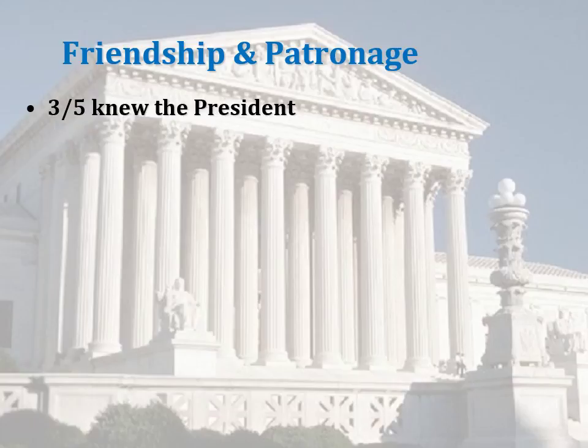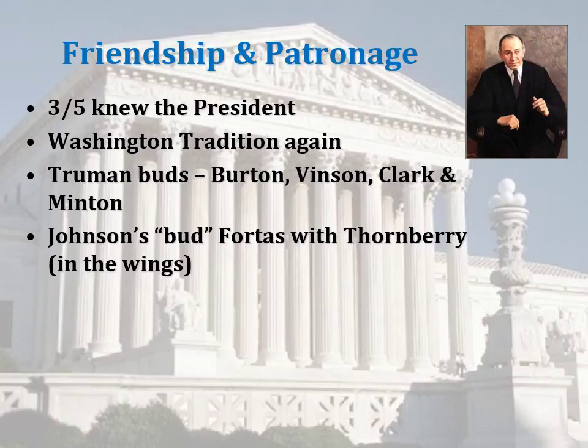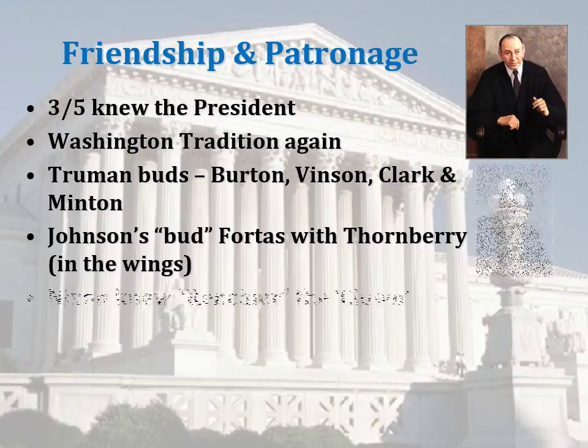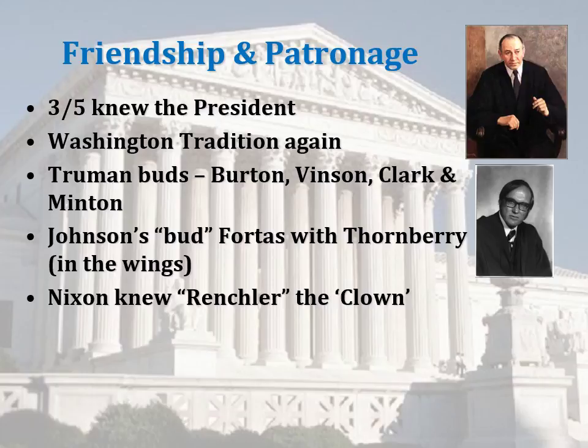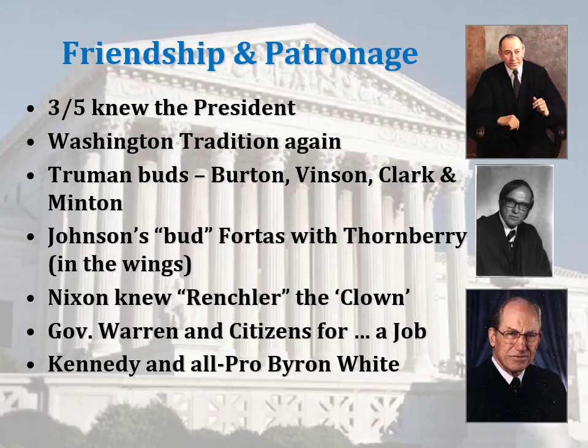Friendship and patronage: three-fifths of the people knew the president personally. It was a Washington tradition again, putting on his buddies. Truman's buds, Burton, Vinson, Clark, and Minton, all serving on the Supreme Court, Vinson in the role of Chief Justice. Johnson's bud Fortas, trying to elevate him to Chief Justice so that Homer Thornberry could step in. And Nixon, knowing Rehnquist as Rentschler the Clown. And, of course, Governor Warren, Citizens for Eisenhower, results in a job for him as Chief Justice. And Kennedy and the all-pro Byron White, who organized an electoral group for Kennedy, payback being a position on the Supreme Court.